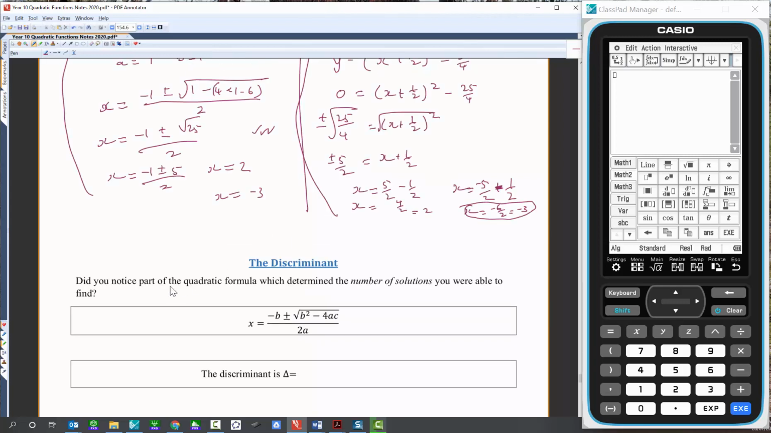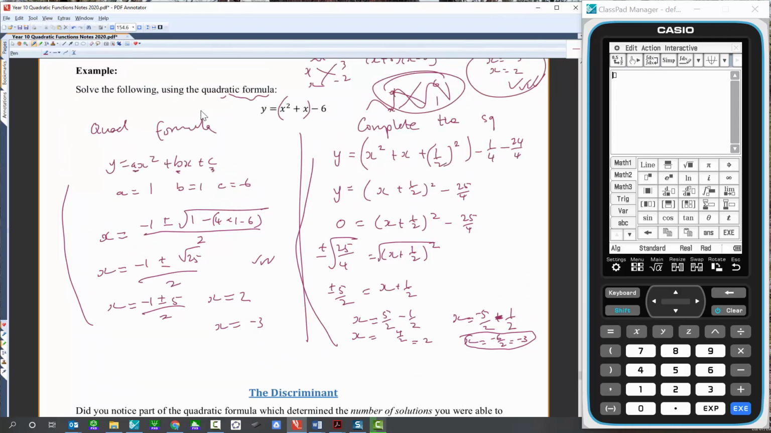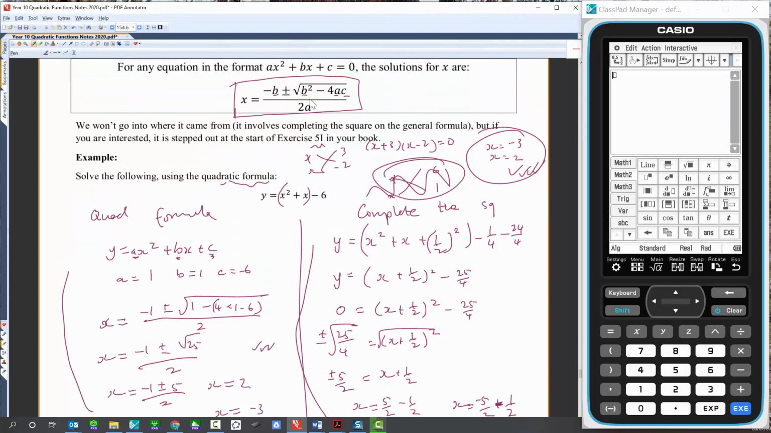Now, did you notice part of the quadratic formula which determined the number of solutions you were able to find? Well, it's a thing we call the discriminant. So this thing here helps us work out how many solutions we've got. Now, if this thing here, b squared take 4ac, turns out to be less than 0, then we're going to attempt to square root a negative number, and you actually can't square root a negative number. I'll show you.